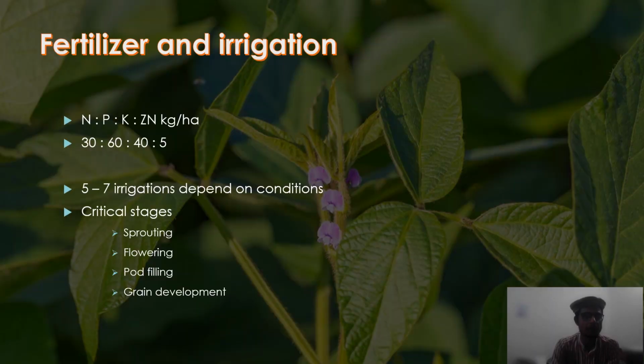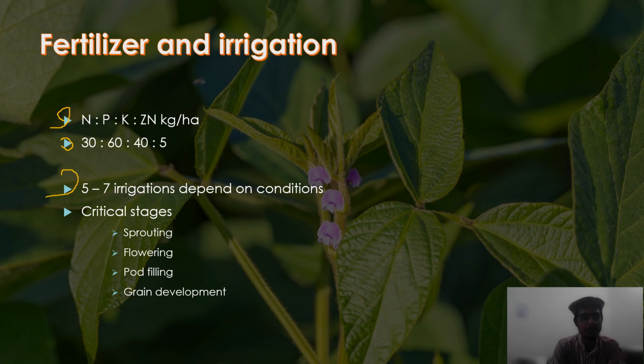Next, we'll move on to fertilizer and irrigation application. These are the basic nutrients: nitrogen, phosphorus, potash, zinc, with the ratio of 30, 60, 40, and 5 kg per hectare. As you know, in other cereal crops, the nitrogen fertilizer ratio is 2:1, but in this crop the ratio is half, because we already talked about that this crop has the ability to fix atmospheric nitrogen.